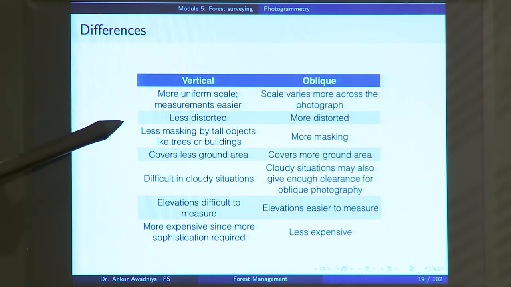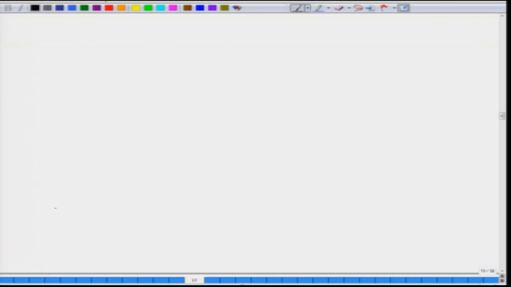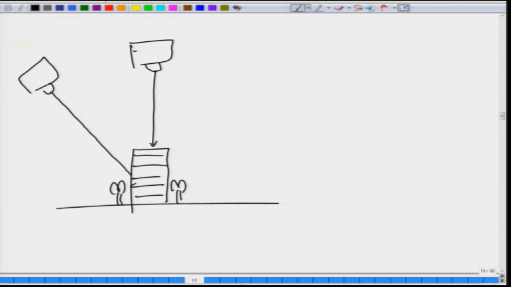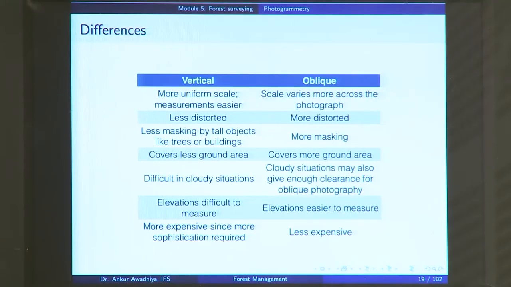In the case of a vertical photograph, there is less masking by tall objects like trees and buildings. In the case of an oblique image, there is more masking. Now what is masking? What we are saying here is that suppose you have a building. Now if you are taking the image from a vertical angle, you are able to see the building completely. You are even able to see the trees that are here. But if you are taking it at an oblique angle, the tree that is behind this building will never be seen, because it has been masked by the building. So your building is occluding this tree. So this masking or occlusion is more if you are making use of an oblique photograph.